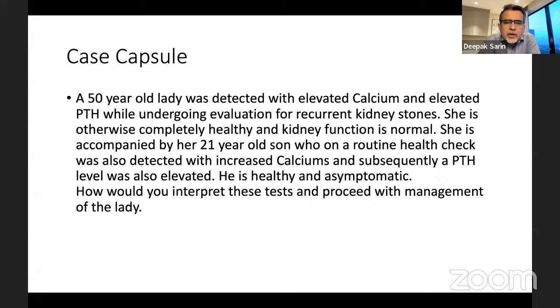So a 50-year-old lady was detected with elevated calcium and elevated PTH while undergoing evaluation for recurrent kidney stones. She is otherwise completely healthy and kidney function is normal. She's accompanied by her 21-year-old son, who on a routine health check was also detected with increased calcium, and subsequently a PTH level was also elevated. He is also healthy and otherwise asymptomatic. How should one interpret these tests, and how should one proceed with investigating the lady, the index patient?